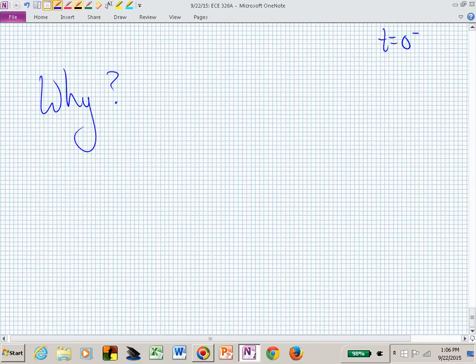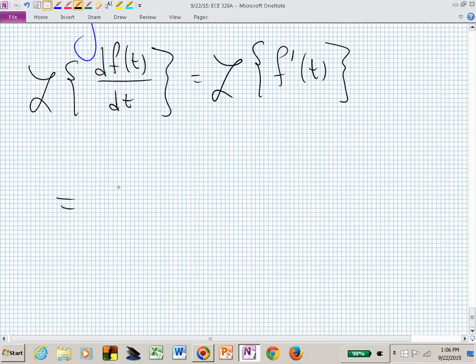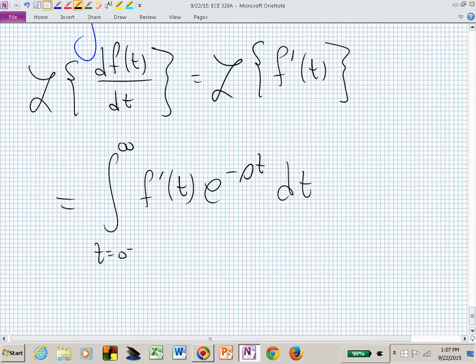Now we get to play even more with our calculus. We now want to Laplace transform df of t dt, and I might write that many different ways, but now based on the formula, that's the integral from t equals 0 minus up to infinity of the function that we're trying to Laplace transform, which is f prime of t, scaled by this complex exponential e to the minus st and integrating over time from 0 minus to infinity.